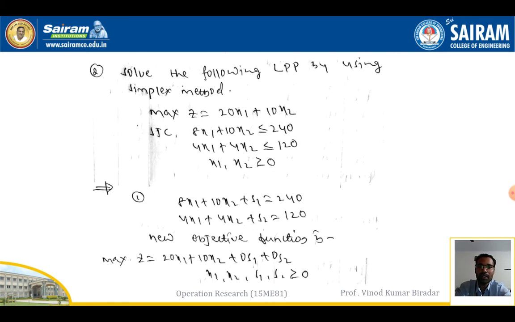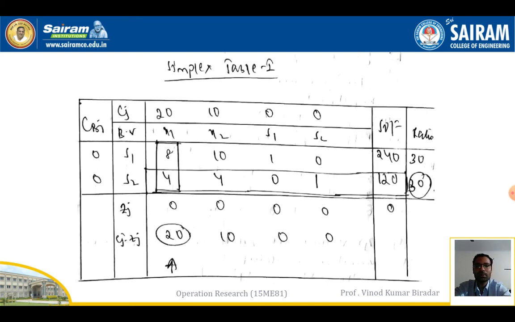After this, we have to construct simplex table 1 and check whether the solution is optimal or not. The given question is maximization, so all the Cj minus Zj values should be negative or 0. Once we reach that, we stop the problem. So construct the simplex table. Almost all the tables are the same for all problems. Here CB is the basic variable coefficient, then the basic variables, Cj the coefficients of the objective function, and this side is the solution and the ratio.